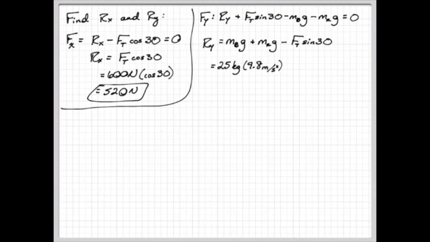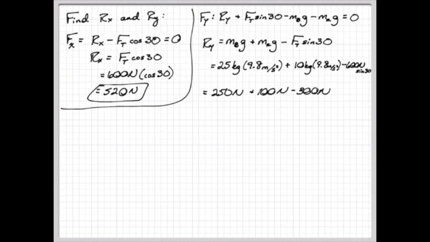So we're going to add the two weights to the other side and subtract tension sine 30 from the other side, and we'll plug in our numbers. Mass of the block was 25 kilograms times gravity. Mass of the rod was 10 kilograms times gravity. The tension was 600 newtons times the sine of 30. So 25 times gravity is roughly 250 newtons. 10 kilograms times gravity is roughly 100 newtons. And 600 sine 30 is 300 newtons. Combine all this and we get that the Y reaction force will be 50 newtons.